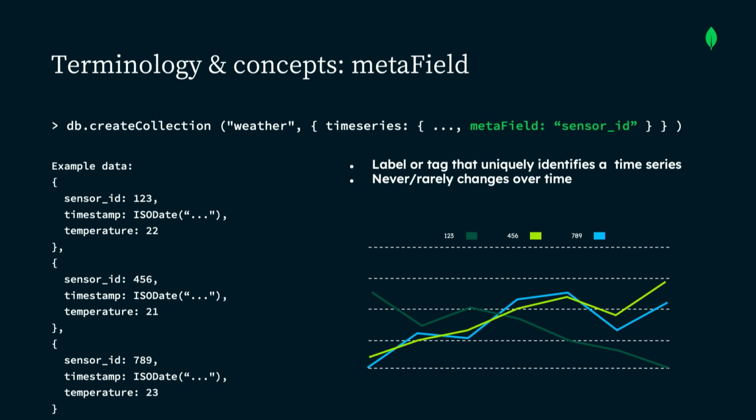The first option I'm going to talk about is metafield. So metafield identifies the time series. You can think about it in terms of when you plot time series on a chart, you can see there I'm plotting 3 different IDs. So the metafield would identify those. And you need to think about your query patterns when you create the metafield, because it will have an impact on the performance of your queries. The data will be stored grouped together for that given sensor, for example.